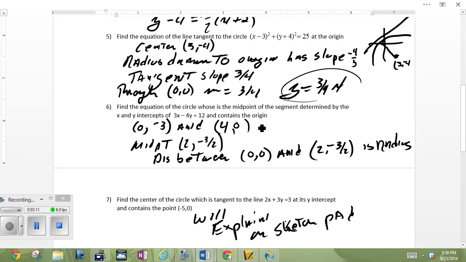Find the equation of the circle whose center is the midpoint of the segment. Okay, so therefore what you have is this situation. You have a line rather. The intercepts of those lines are spotted here, 0, -3, and 4, 0. The midpoint of that segment is the center of a circle, which reaches out and goes through the origin. So there again, you have the center of the circle. All you need is the radius, which is the distance between here. That is the radius. You can compute that. That's not a problem, okay?